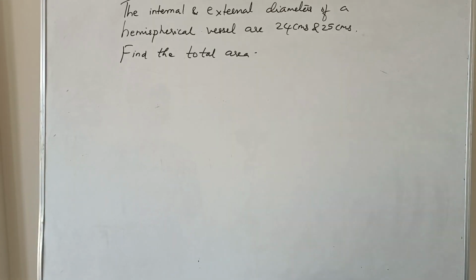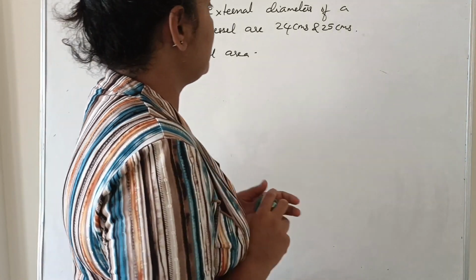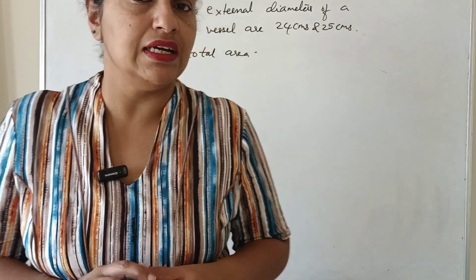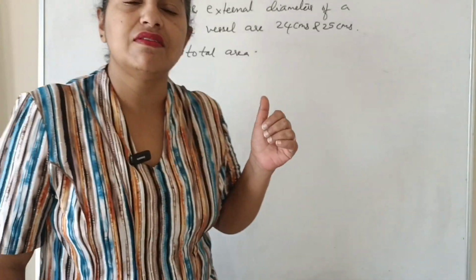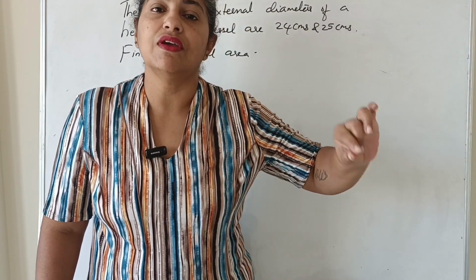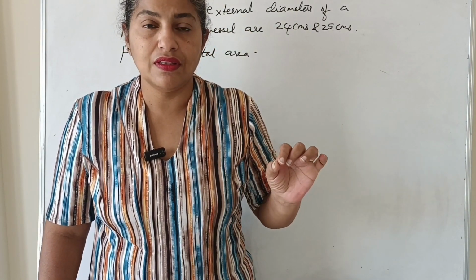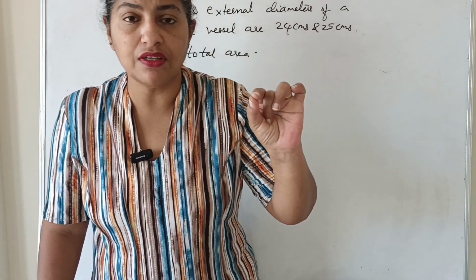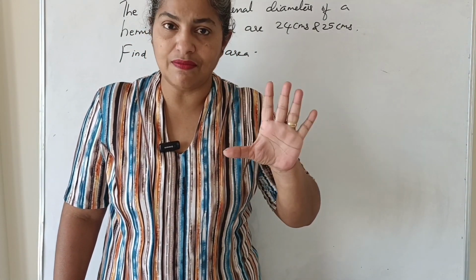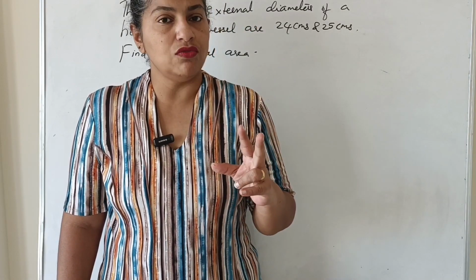The internal and the external diameters of a hemispherical vessel are 24 centimeters and 25 centimeters. Find the total area. Now what is the difference between this sum and the previous sum? In the previous sum, in the bracket there was a statement, ignore the edges. You need to check out such important things which are mentioned in the question, and the questions in which nothing is mentioned, and see the difference between the two sums.